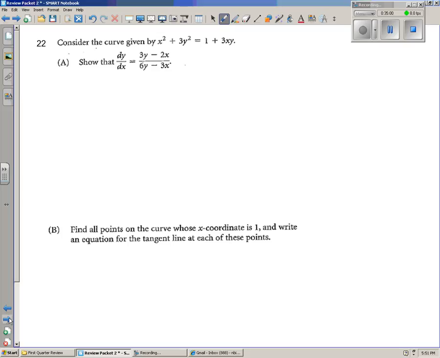All right, 22, consider the curve x squared plus 3y squared equals 1 plus 3xy. We want to show that dy dx is equal to that. So by implicit differentiation, which I hope we're really getting very good at.